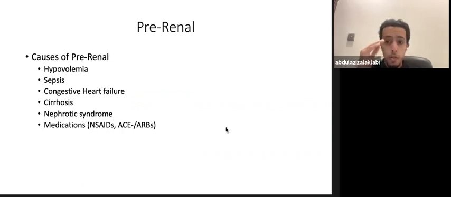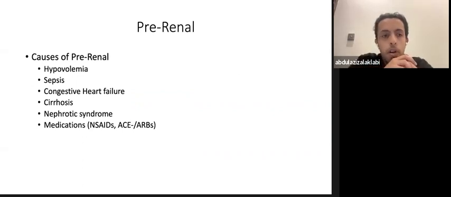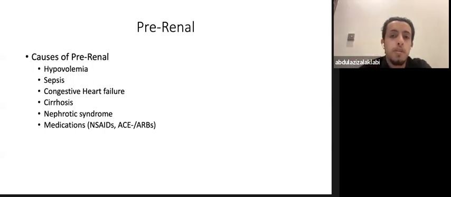Someone asked, how is nephrotic pre-renal? The reason is because in nephrotic syndrome and cirrhosis as well, you're going to have a lot of edema. This leads to decreased intravascular volume, and that in turn leads to a decreased renal blood flow. Does that make sense? Because cirrhosis and nephrotic syndrome are indirectly leading to a decreased RBF, not directly. Does that make sense?